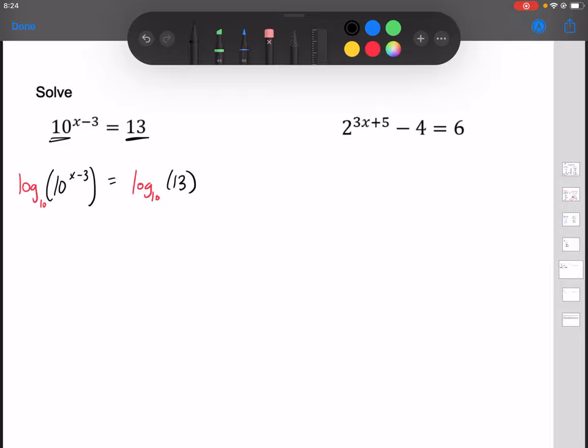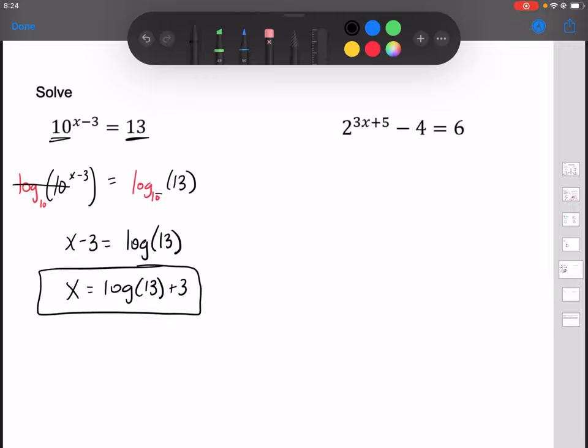And that, because remember exponentials and logs are inverses, they cancel each other out. And I'd get x minus 3 equals log base 10, or just log of 13. Now I can drop the base because common log is automatically base 10. And notice I just keep it like that. I don't solve it. I'm not going to find the approximate answer. And then I'm just going to add 3 to the other side. And I'm actually done. So that's the exact answer. You could find the approximate answer by plugging that in.